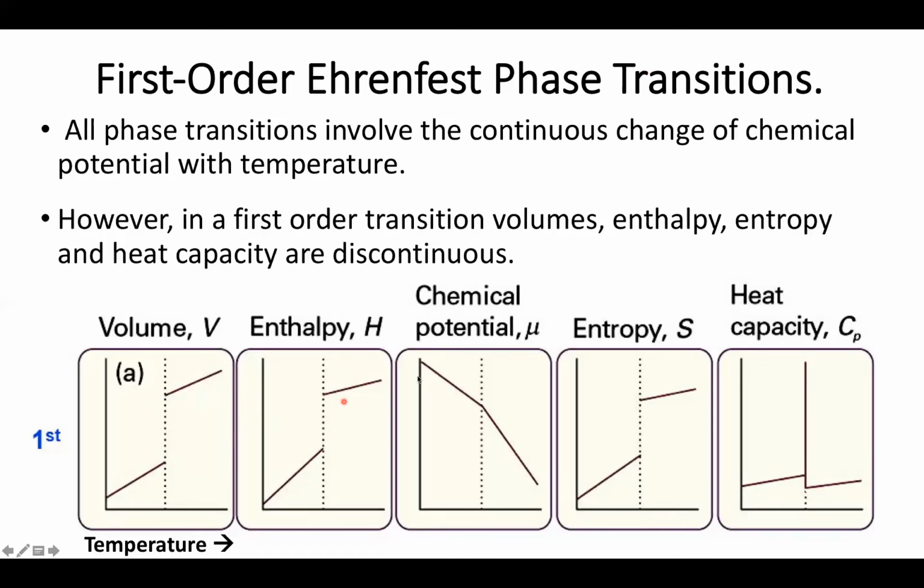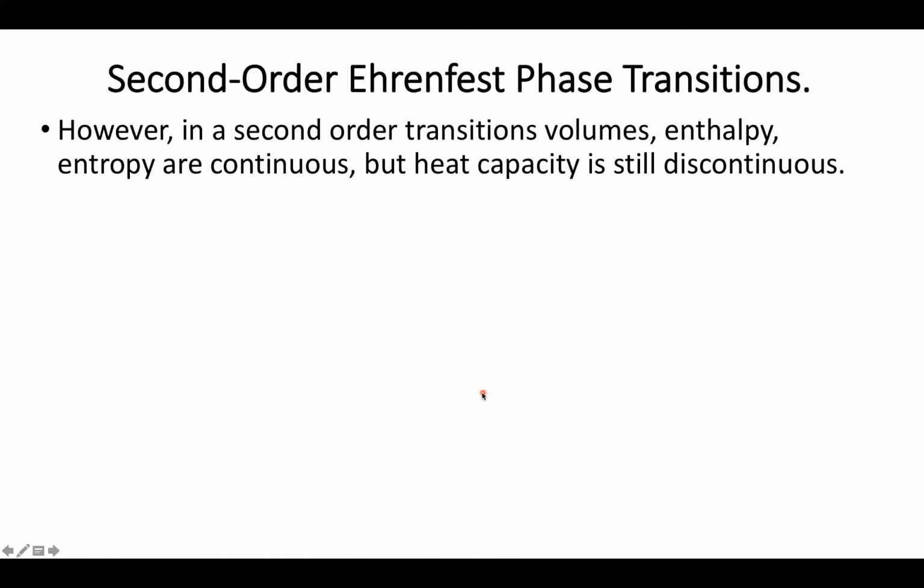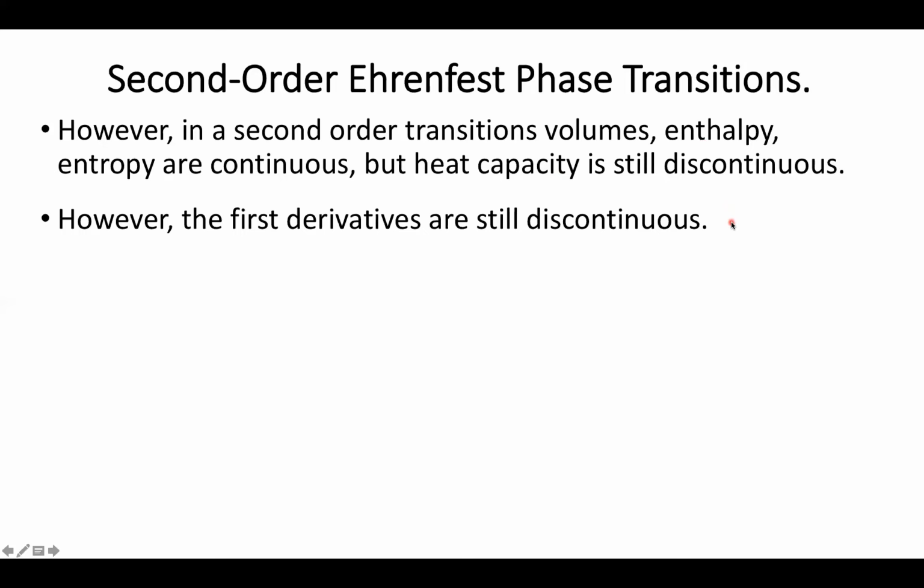However, it is worth noting that there are a certain subset of systems in which not only do they have a continuous change in chemical potential upon heating, but they also see continuous changes in volumes, enthalpies, and entropies. However, they're also still going to see a discontinuous change in heat capacity. But one of the things to watch out for is, even though we're going to see all of these values be continuous, their first derivatives are still discontinuous, as demonstrated by the heat capacity.